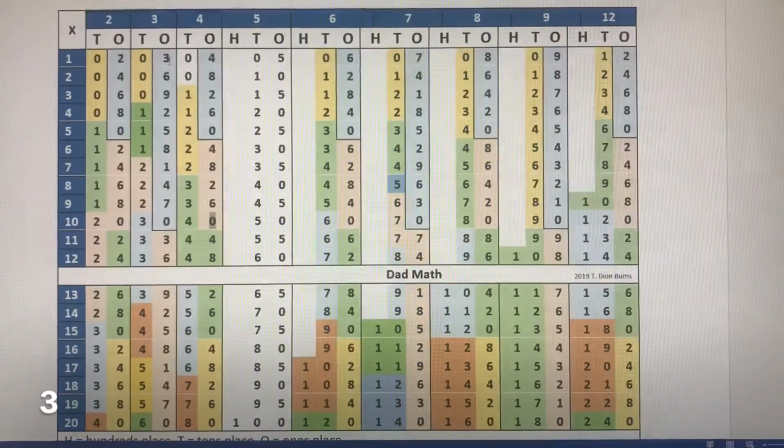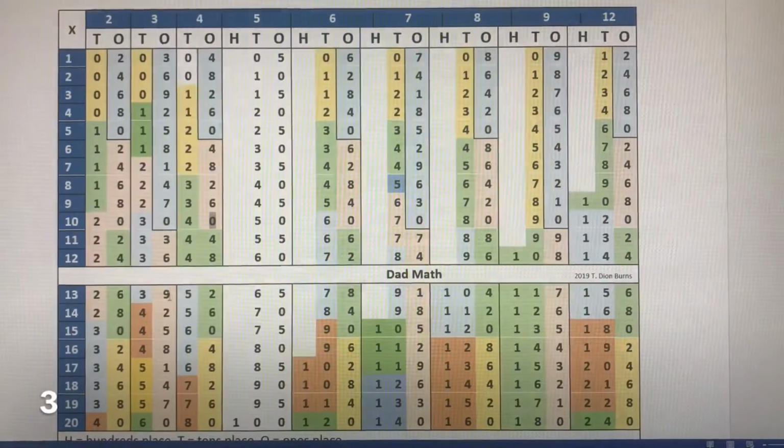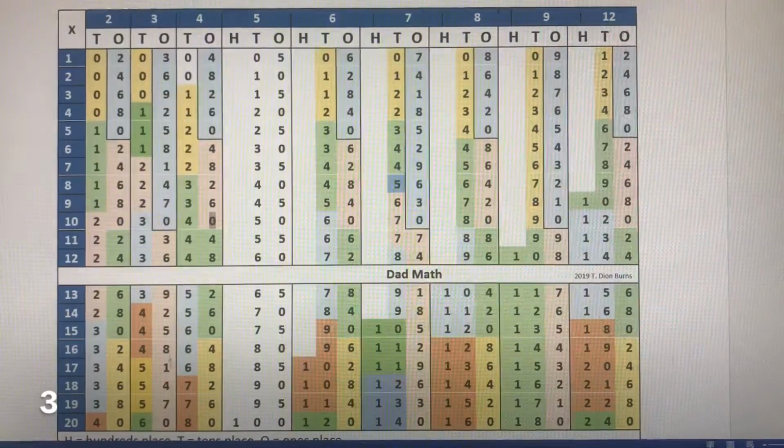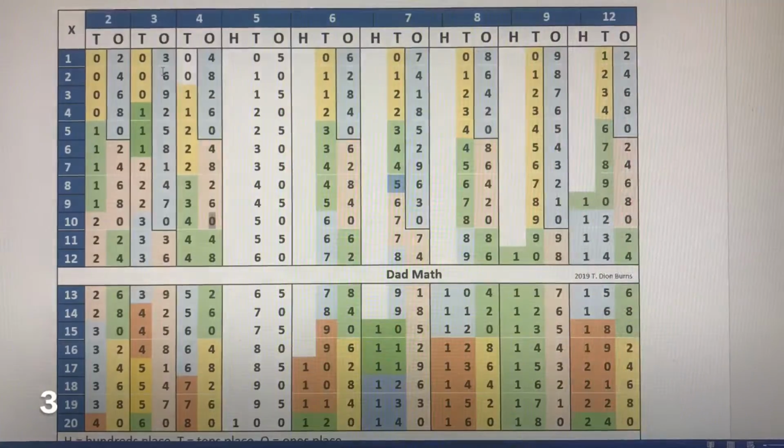Okay, let's go to 3. Now this has a telephone number pattern. So 3, 6, 9, 2, 5, 8, 1, 4, 7, 0. Then if we went farther down into 20, it would do it again. 3, 6, 9, 2, 5, 8, 1, 4, 7, 0. So if you remember that telephone number, then you could understand what comes next. You can know what comes next.